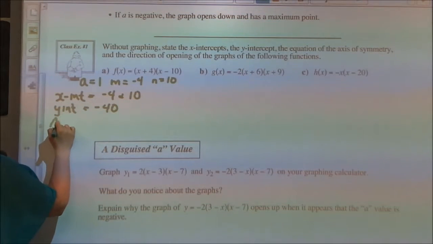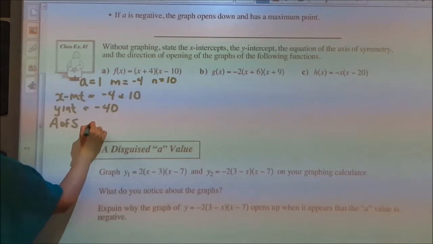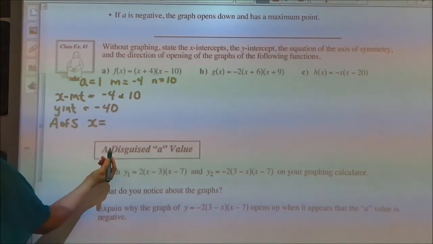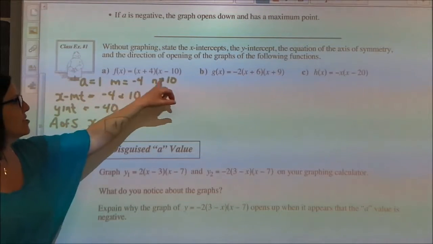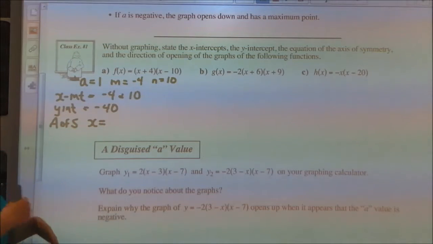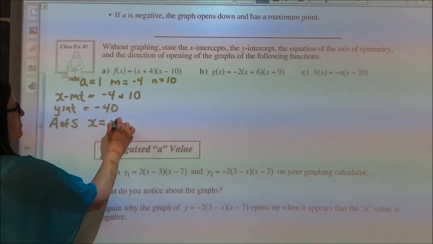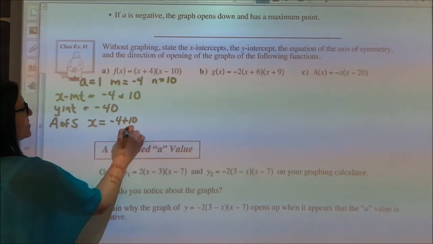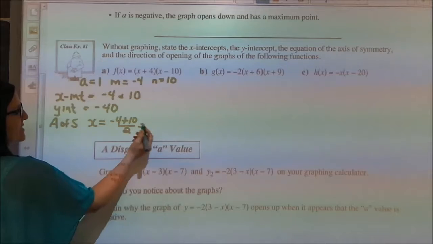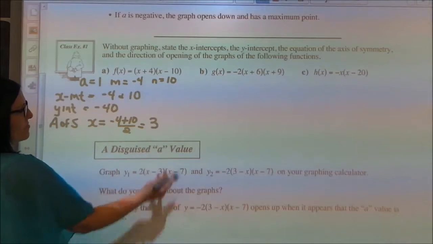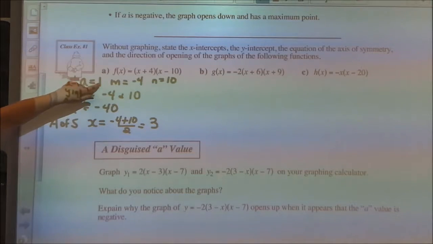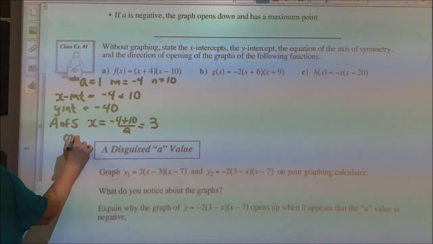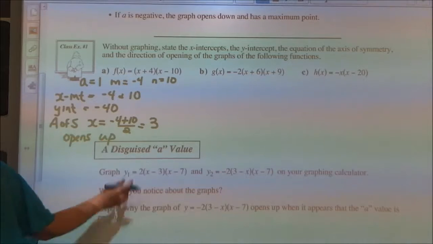The axis of symmetry is x equals, so to find the axis of symmetry, you have to add these two numbers together and divide by 2. So negative 4 plus 10 divided by 2, this is 6 divided by 2 is 3. And then the direction of the opening, because A is positive, this opens up.